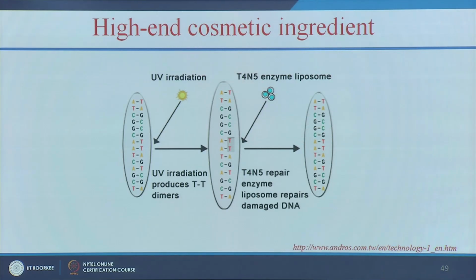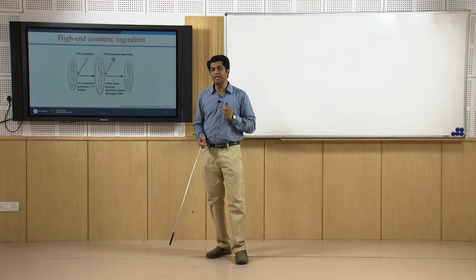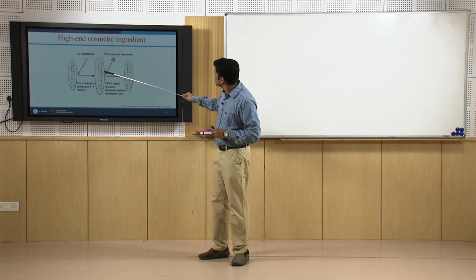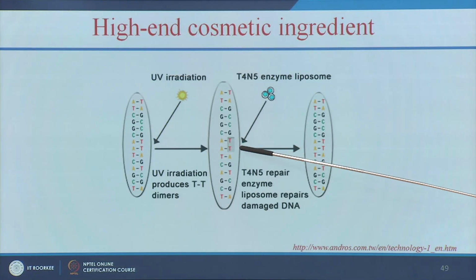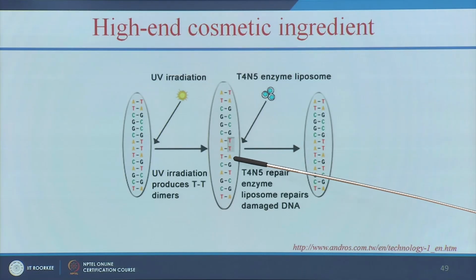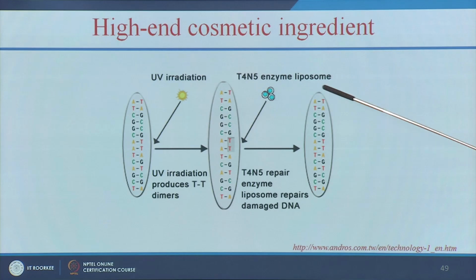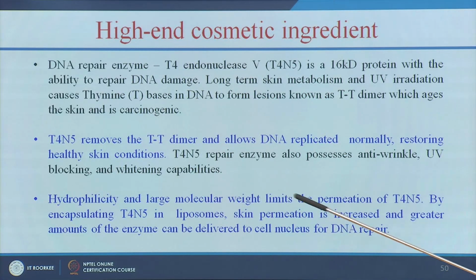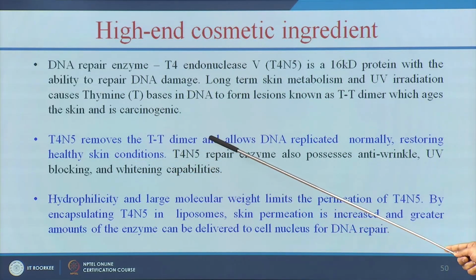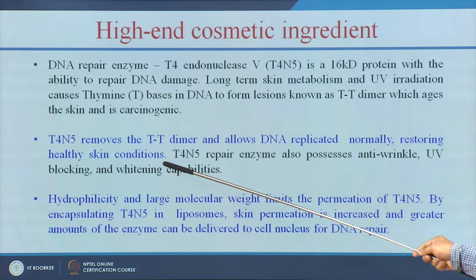So, usually the UV rays in the sunlight will create thymine dimer formation in your DNA. You can see here this is the TT bond, that is the thymine dimer, an intra strand bond, and it will lead to cell damage, and also it can cause skin cancer. So, when you have the T4N5 enzyme in liposome, that will repair this thymine dimer damage in the DNA, and this T4N5 removes the thymine dimer and allows DNA to replicate normally, and it will restore healthy skin conditions.